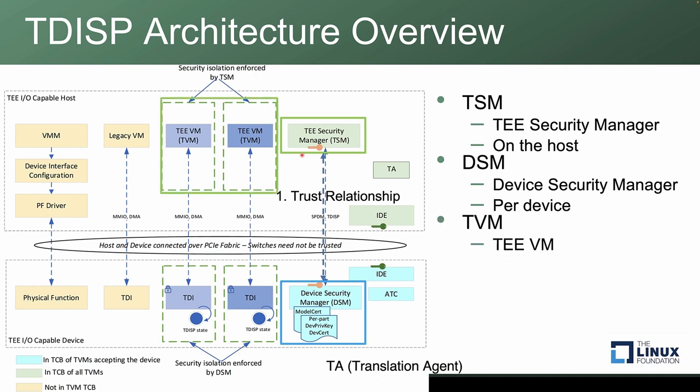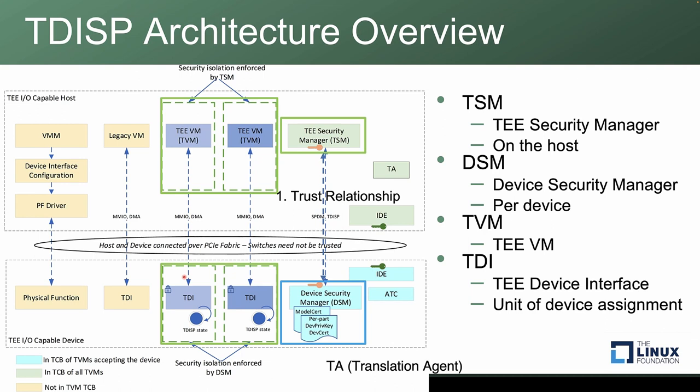And then, obviously, this is the TVM. We see two TVMs here, and they have access to the TDI, the TEE device interface. This is, again, the unit of device assignment, and as you see, they have a state. Also, a TDI can be assigned to a legacy VM, and in that case it doesn't have the TDISP state. It just acts like a legacy device.